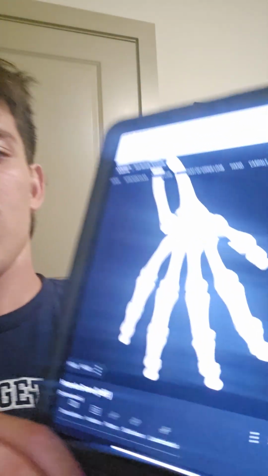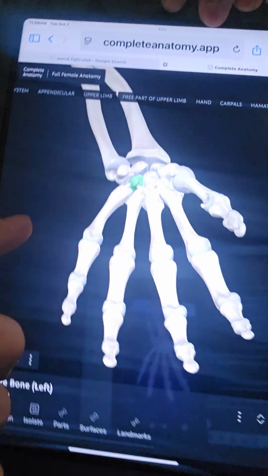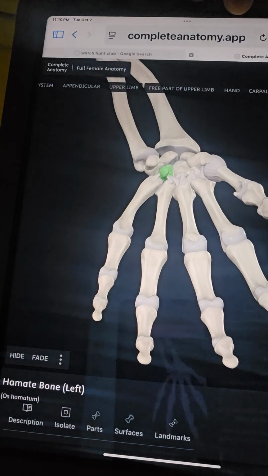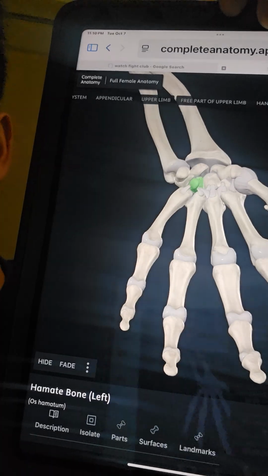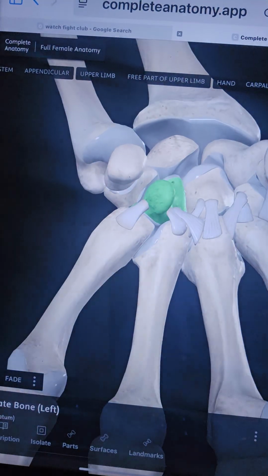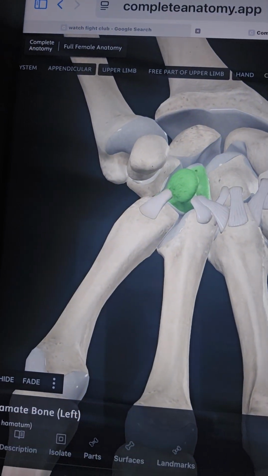I'll be talking about the fifth carpometacarpal joint and basically its movements, classifications, and osteokinematics. It's also called the fifth CMC joint. But as we can see here, it is located at the base of the fifth metacarpal bone and the hamate. And you can see that the green portion right there is the hamate, and that is highlighted.